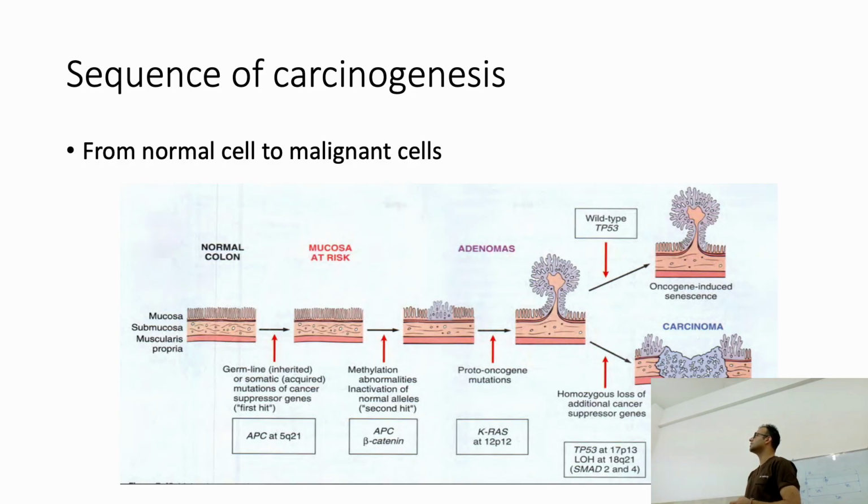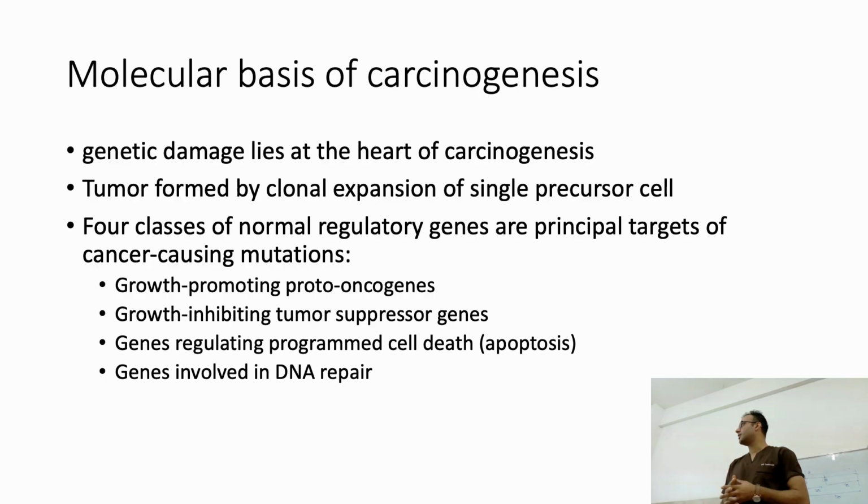And then these proliferated dysplastic cells will convert into adenomas with the effect of further proto-oncogene mutation, with the help of a gene like KRAS. And these adenomas can convert into full-blown carcinomas with genes like TP53 and chromosome 17. The mechanism is similar to what I explained.